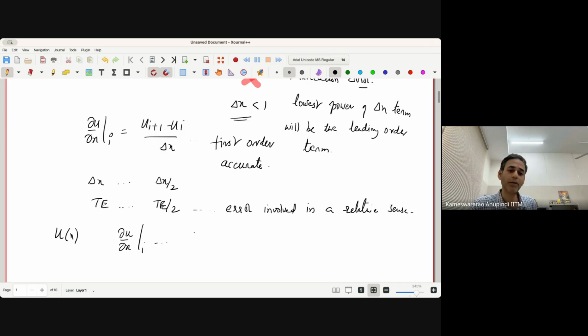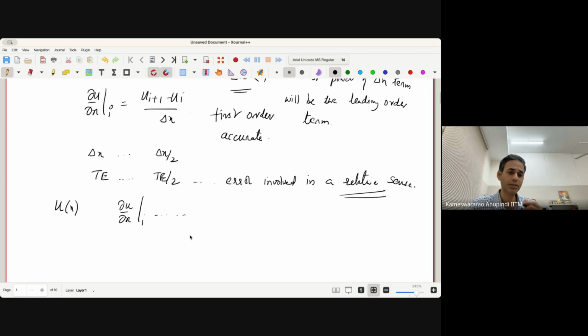But then if I refine the mesh, if I take h by 2, I know that the truncation error is going to go down by half. So it's only going to give error in a relative sense, not in an absolute sense. To know the error in an absolute sense, we still have to compare it with the exact answer, if we know it. Otherwise we won't be able to know it. But nonetheless, truncation error gives a sense, in a relative sense, of what is the error involved.